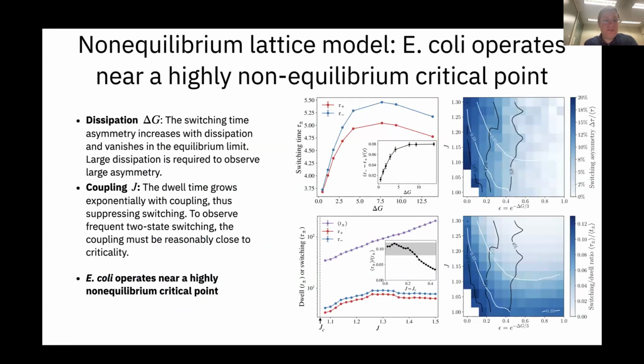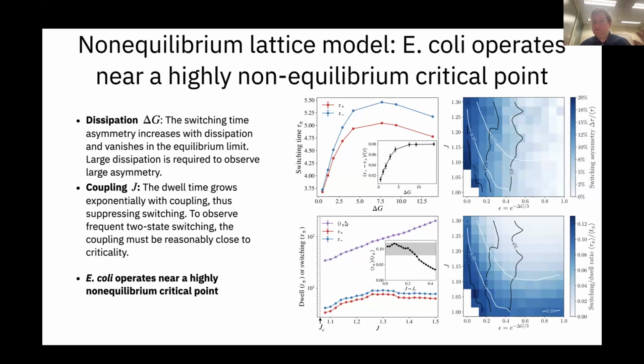We studied a little more systematically how these switching statistics depend on the two key parameters in our system, dissipation and coupling. Dissipation primarily affects this asymmetry between the switching times. As I decrease dissipation, the forward and backward switching times converge to the same value. So the fact that there's a large asymmetry in the experimental data indicates that the system is highly out of equilibrium. The coupling primarily affects the dwell times, how long the system stays in the active or inactive state.